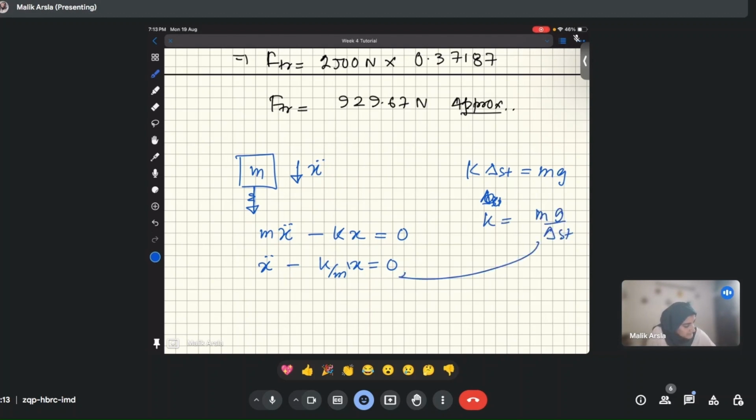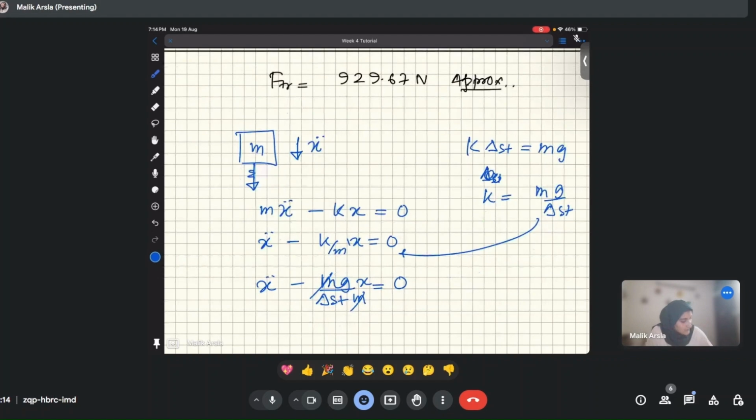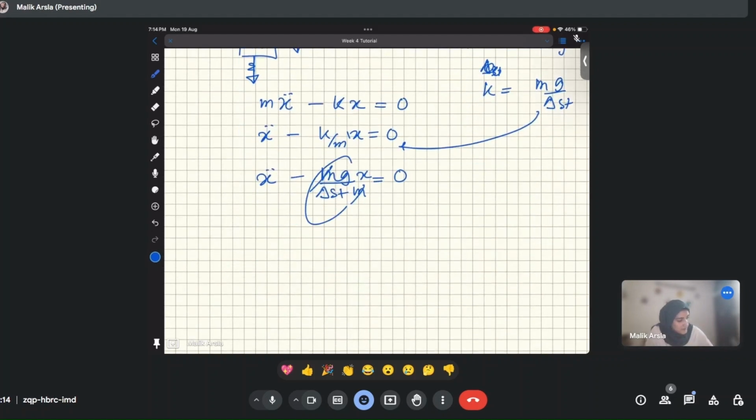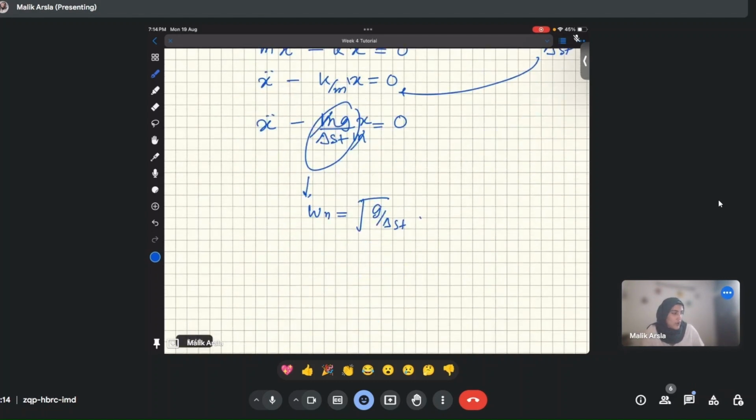Now when we plug this here, it will be x double dot minus mg upon delta st upon m times x is equal to 0. So again we find out that this is omega n, which is equal to under root of g by delta st. Okay, it is the simple basic procedure we used to follow. Even if you do not remember the formula, you can derive it at that time also. Okay, understood?